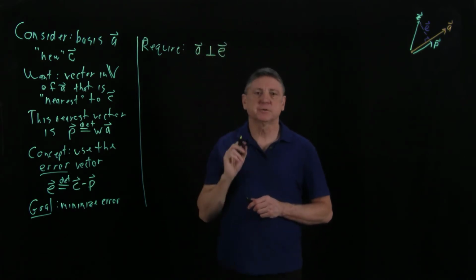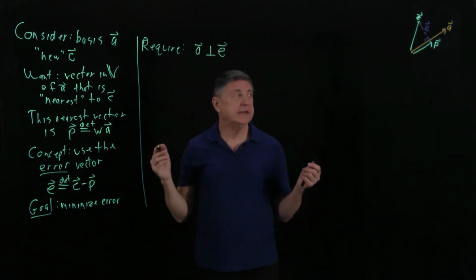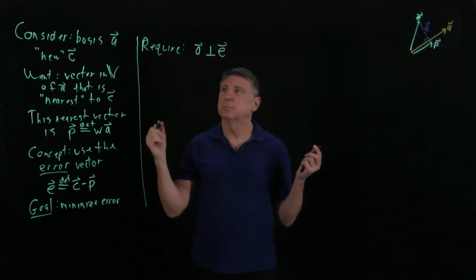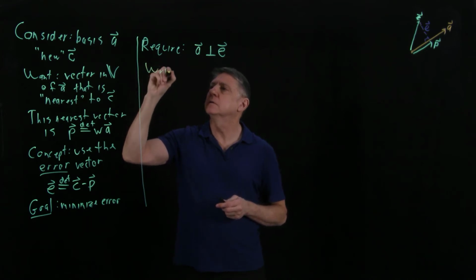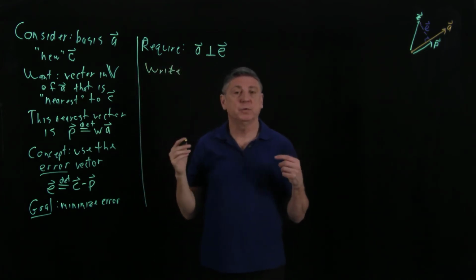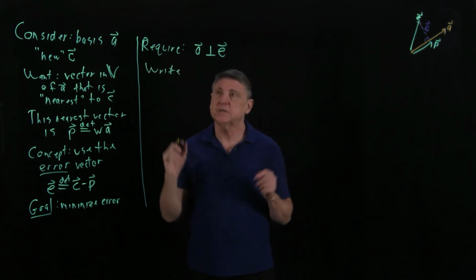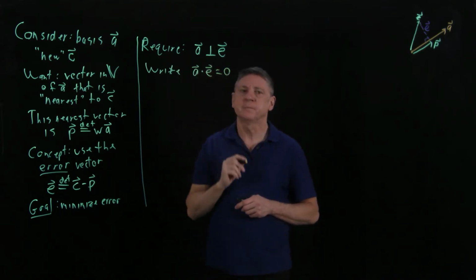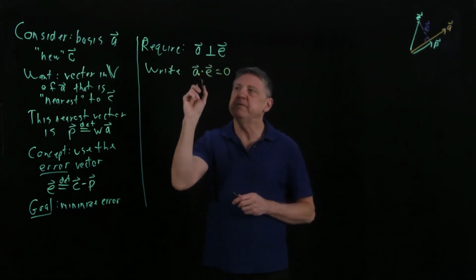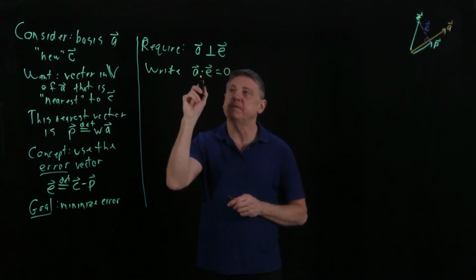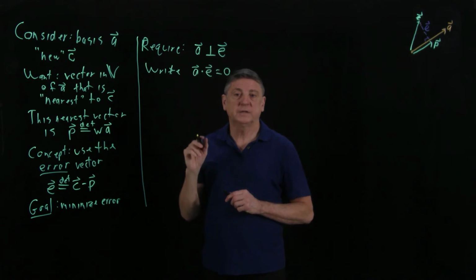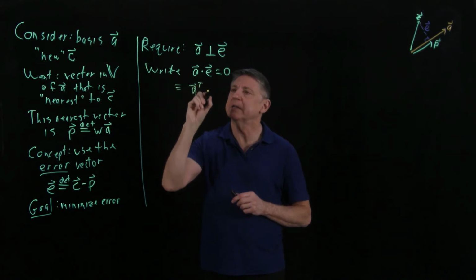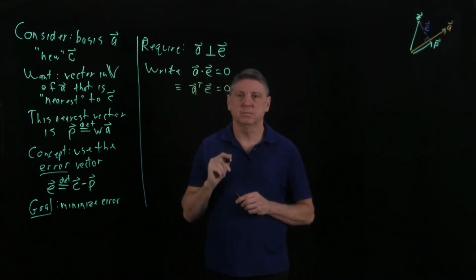And that's a geometrical statement. How can we put that in linear algebra? Well, we could write this in a number of ways. One way that we write vectors being orthogonal is that their dot product is 0. So we could write A dot E equals 0. And in many previous sessions, we've often found it useful to replace the dot product with the transpose. So that is equivalent to saying that A transpose E equals 0.